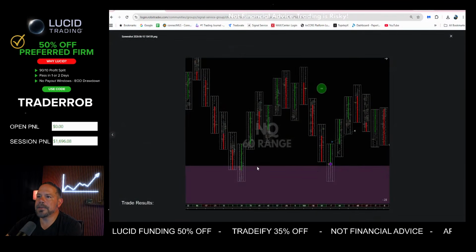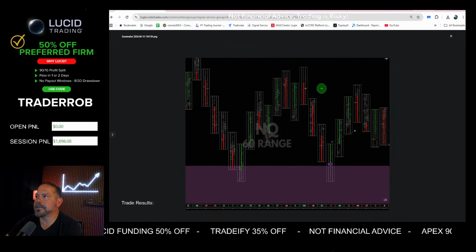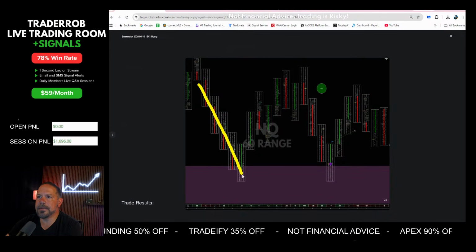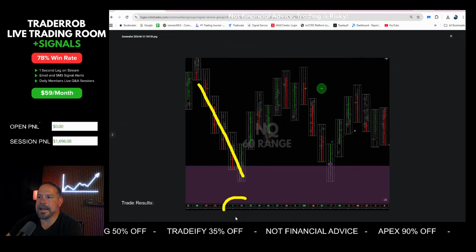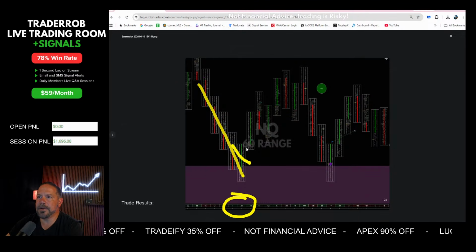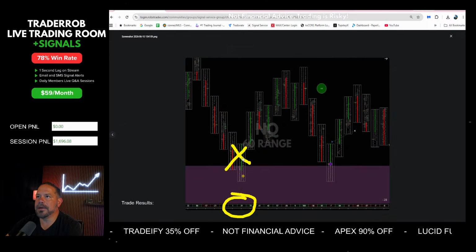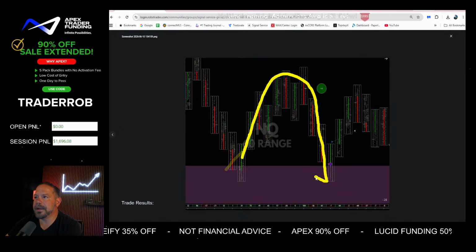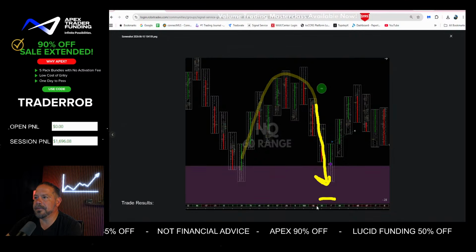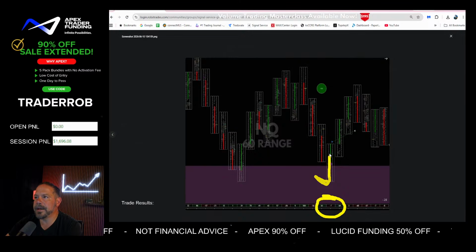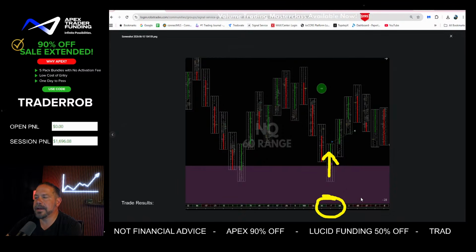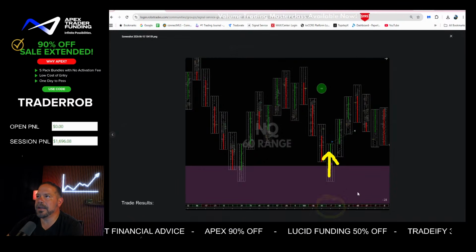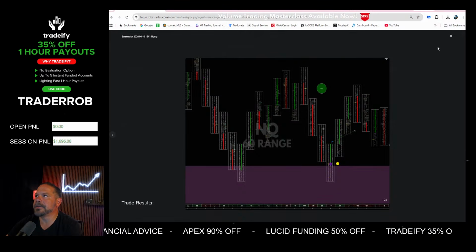And then here was my entry. Waited for price action to come into this purple area. Did not get the flip, so there was no flip, no entry here. We then came back into our purple area right here. Did get the flip. There's a positive footprint, and I ended up taking a long there.